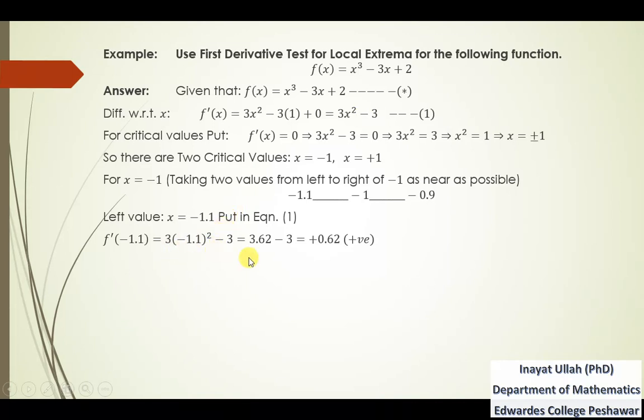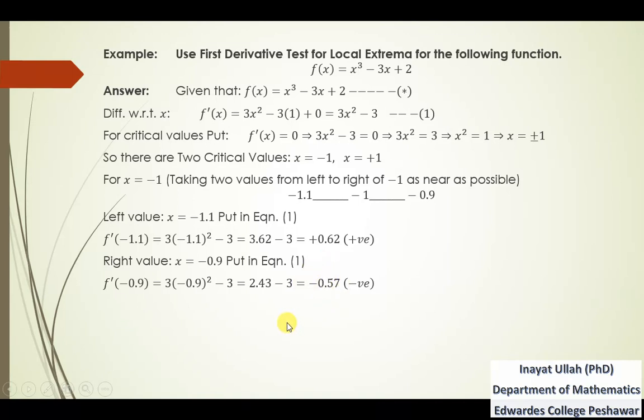Simplifying this side, we obtained plus 0.62, that is a positive answer. So f prime is positive on the left side. Now taking the right side value, x equal to minus 0.9, and putting this value in the derivative of the function in equation 1, f prime of minus 0.9 becomes 3 into minus 0.9 whole square minus 3. Calculating this difference, we obtain a negative answer, minus 0.57.